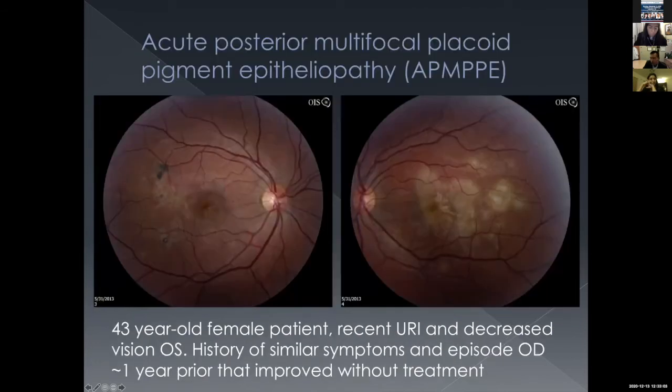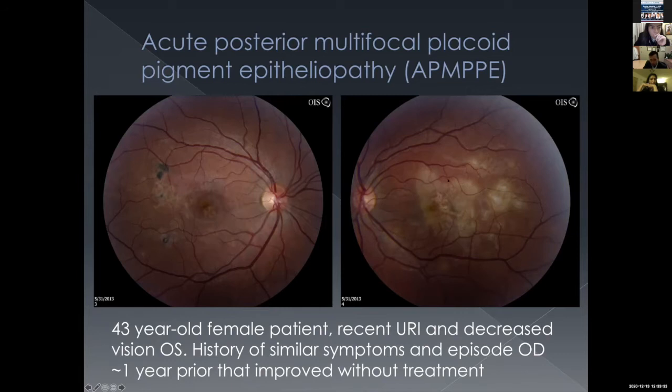Moving forward to AMPPE, or acute posterior multifocal placoid pigment epitheliopathy. This is a 43-year-old patient, with a recent history of upper respiratory infection and decreased vision in her left eye. Interestingly, she reports a similar episode about a year ago in the right eye. And you can see these pigmentary areas of chorioretinal scarring, just temporal to the fovea, some foveal areas of RPE change. And you see these placoid-like lesions.